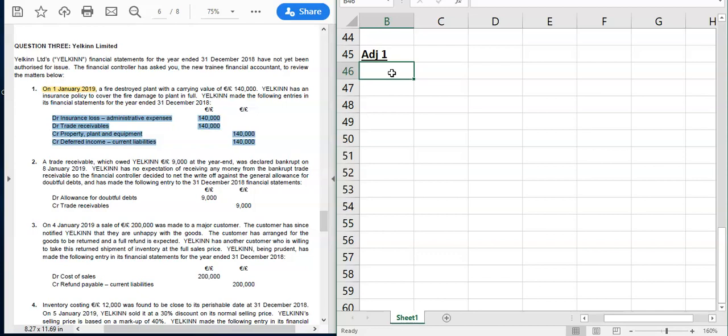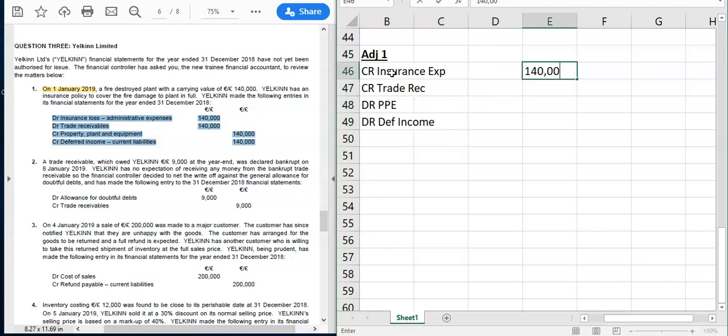So what you're doing there is you're just reversing everything. Credit insurance expense, credit trade receivables, debit PPE, and debit deferred income. So it is a complete reversal in terms of the adjustments. And that's your first adjustment done. But again, the examiner is looking for you to be able to articulate why you're doing it, and that's your Part B. So you can answer Part A and Part B together. So no harm to be happy enough for that.